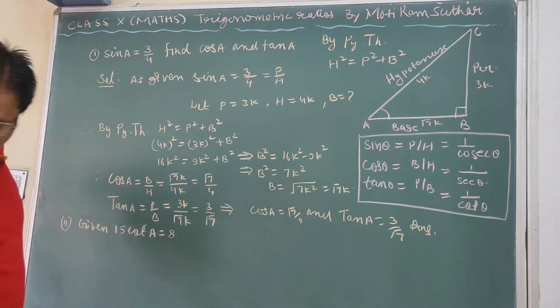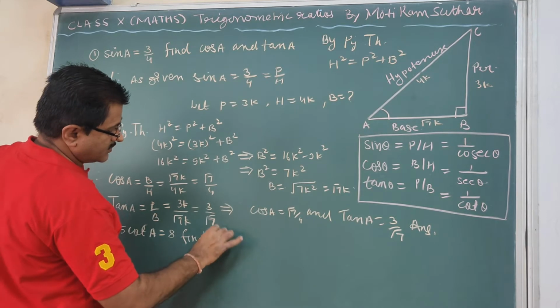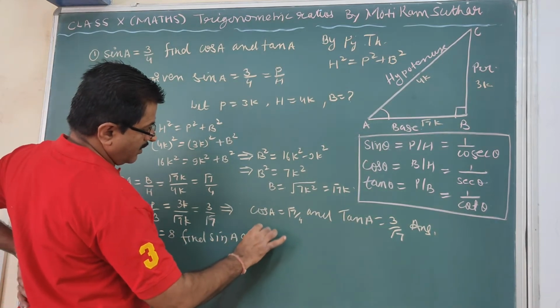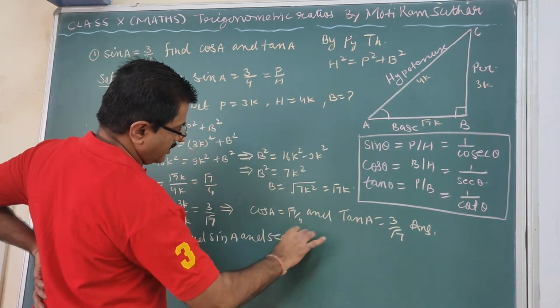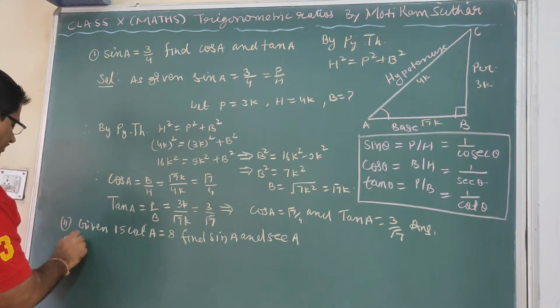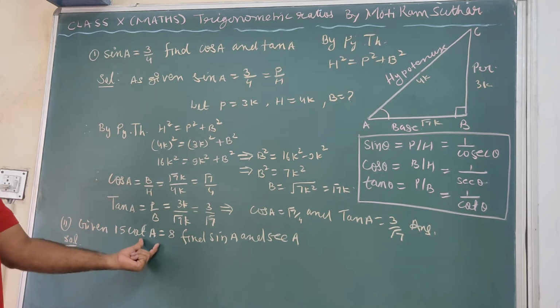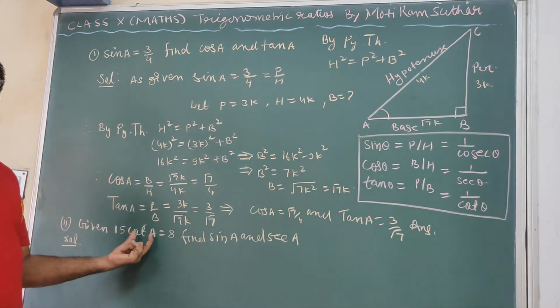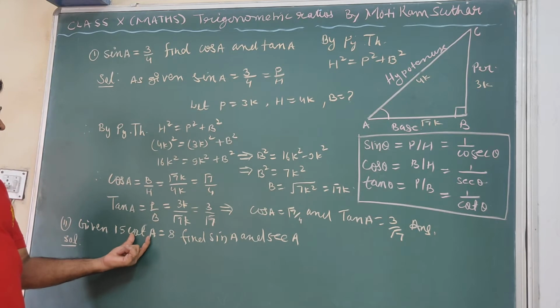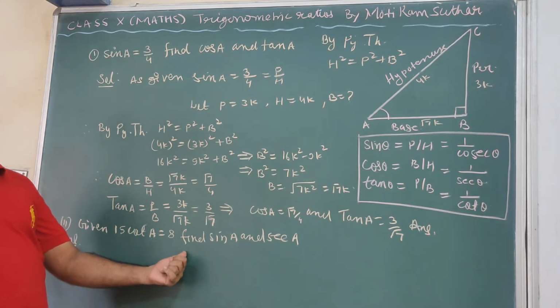Find sin A and sec A. You have to find sin A and sec A. So in the solution, it is the same process. Here we are given a coefficient of a trigonometric ratio. Whenever you are given the coefficient of a trigonometric ratio, you have to transfer it to the other side.